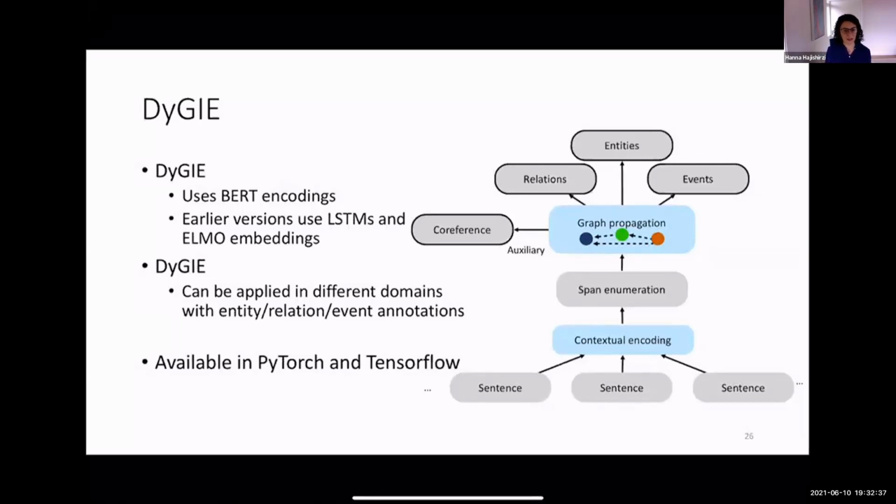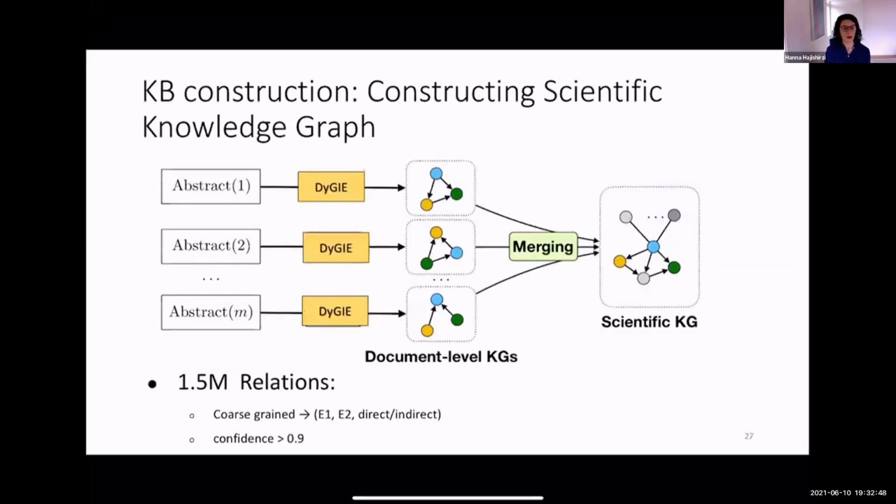And the good news is that we have the implementation available in AllenNLP, in PyTorch, and the earlier version was available in TensorFlow. Good. So what I've shown you is how we can build a model that takes a scientific abstract and extracts a knowledge graph out of it, right? A smaller scale knowledge graph.